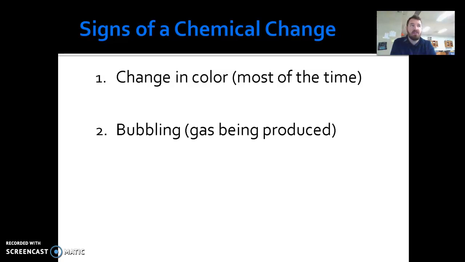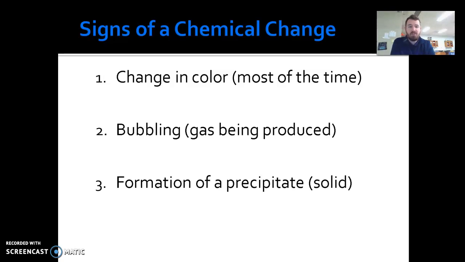Think of the typical reaction of adding baking soda and vinegar. As those two things come together, it starts to bubble up on its own, and that's because a gas is being produced as one of the products in this reaction. So if we see bubbling taking place, but we have not heated up our substance, that was a chemical change.